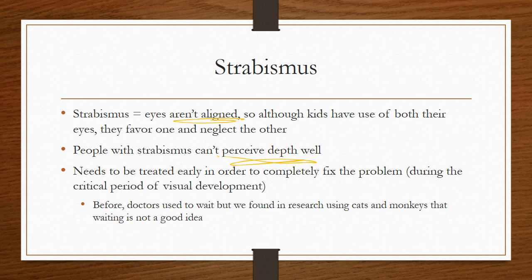This disease needs to be treated very, very early in order to completely fix the problem. I think it's before you're 8 or so. This has to be done during the critical period, which is basically this big development period of visual development. Before, doctors used to wait until around 4 or 5 to start treating kids with this. But we found in research using cats and monkeys that waiting is just not a good idea. It has a lower chance of working.